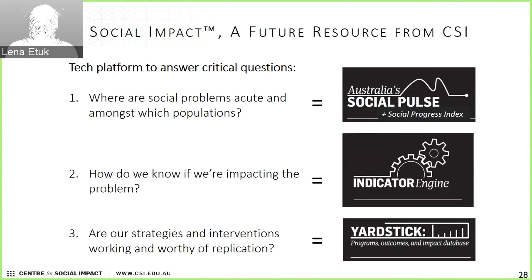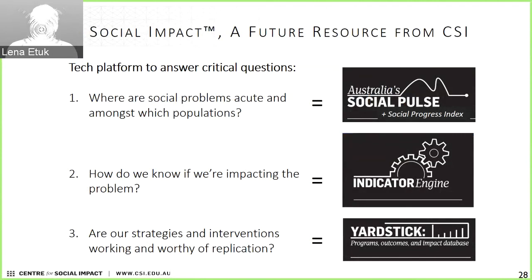Second, the platform will help us understand how we know if we're impacting the problem. Indicator Engine will be able to provide you access to the tools and guides that you need to measure the outcomes that you should be measuring for your organization. These guides will be very concrete and tangible. It'll tell you exactly what questions you need to be asking among your clients and beneficiaries about the outcomes that they should be achieving. It'll provide you guidance on the methodology to use to collect that information.